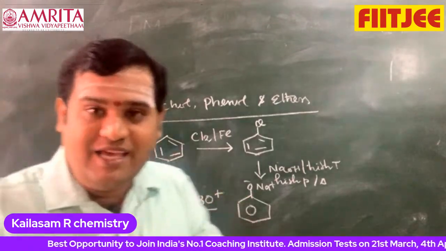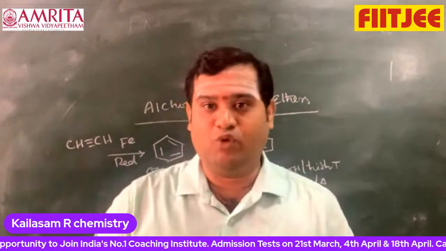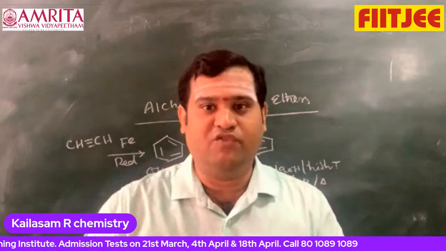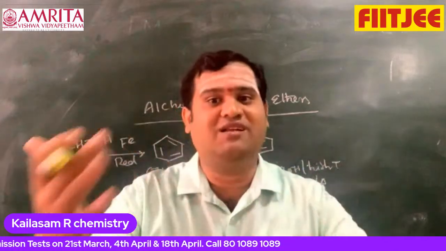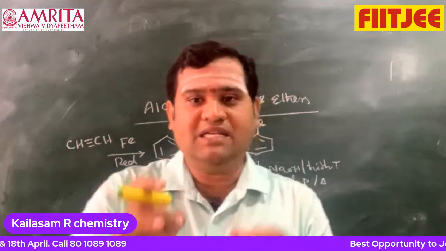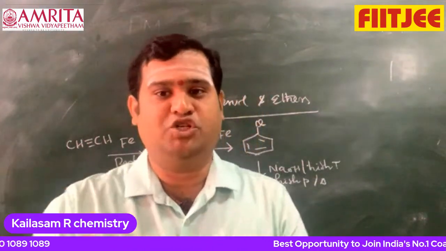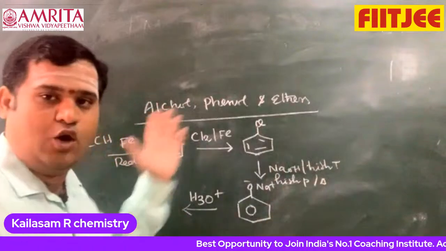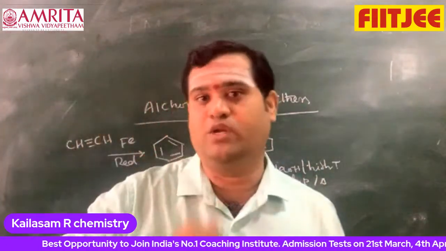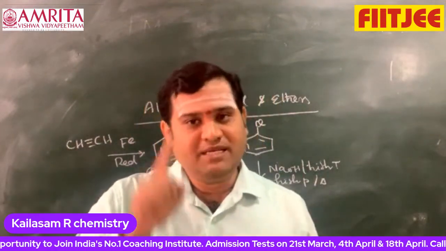How to get ethene, or how to get the dibromo halide, the vicinal halide? Take ethene, add Br2 in CCl4. This is how organic chemistry is interlinked. This is one of the important industrial methods of preparation of phenol. This is Dow's process. So the next very important method is from diazonium salts. Please keep it in your mind.